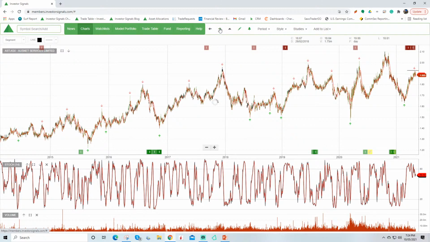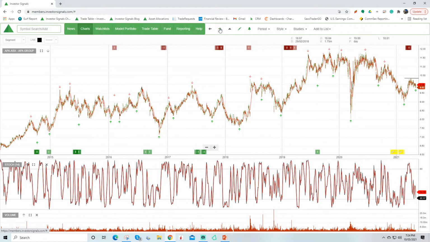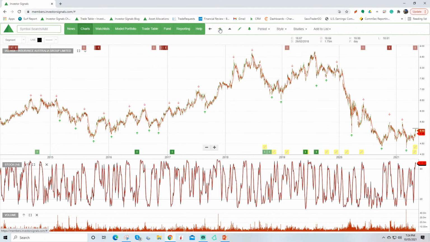AusNet Services resistance up at around 190, APA resistance at around that 1050. Insurance Australia Group, counter trend trade here. I've just put in resistance there at around 510. So for some trading accounts, we've bought it at around that 480. We've traded out at 510.